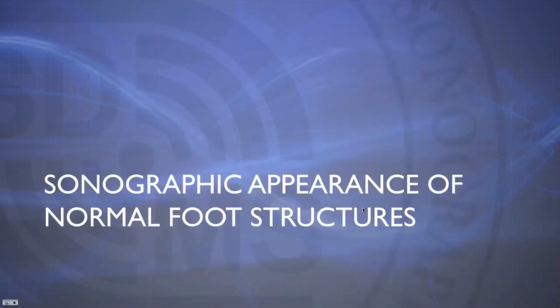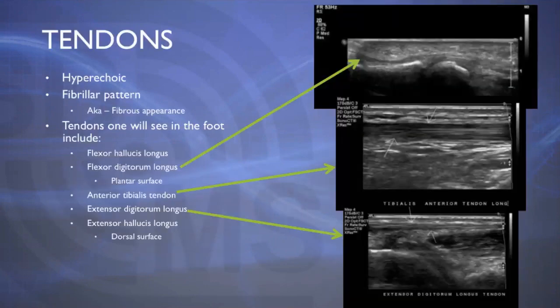Now we can go on to normal foot structures and how they appear sonographically. First thing are tendons. Tendons are more hyperechoic with a fibrillar pattern is what they're characterized as, and this is, in other words, known as fibrous. Tendons that we'll see in the foot are going to include the flexor hallucis longus tendon, the flexor digitorum longus. We saw this when we were talking about frequencies several slides ago. This is showing you here that tendon.